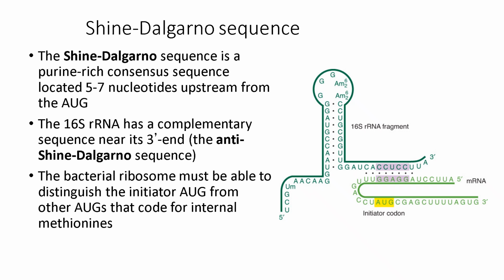In bacterial mRNAs, the Shine-Dalgarno sequence plays a crucial role in initiation. This purine-rich consensus sequence, located just upstream of the AUG start codon, base pairs with a complementary sequence near the 3' end of the 16S rRNA in the 30S ribosomal subunit. This interaction aligns the start codon with the P site of the ribosome, ensuring that translation begins at the correct site.